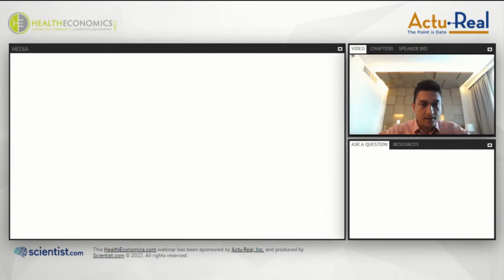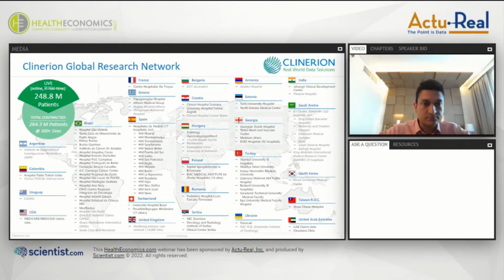Okay, there it is. This is our global network. We are basically a network of hospitals that have a reciprocal agreement with Clinarian. What we have created is the ability to enable the medical research community to query these hospitals. And we have created the ability as well to look at the patients in a way that the data flows from those hospitals to support clinical trials.